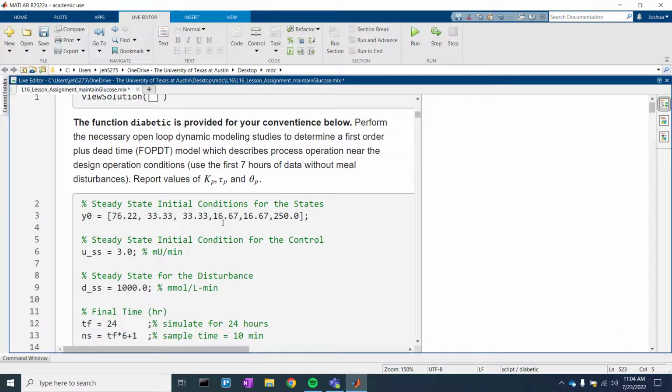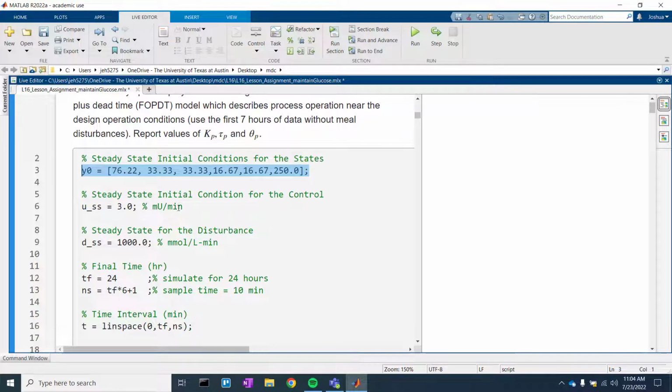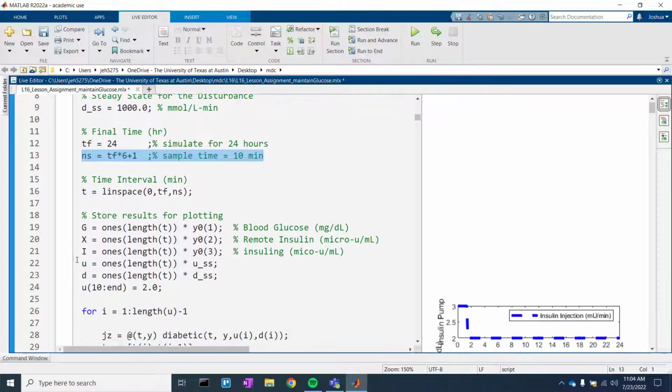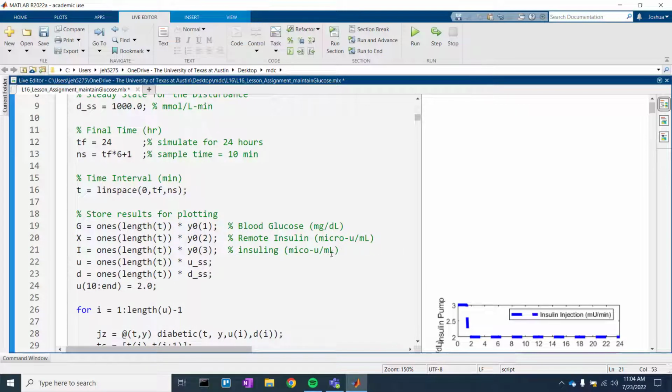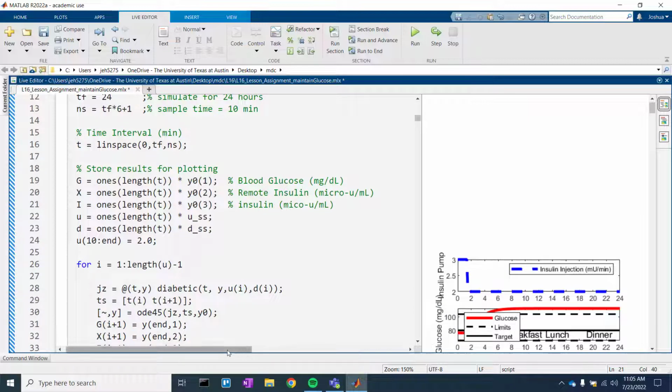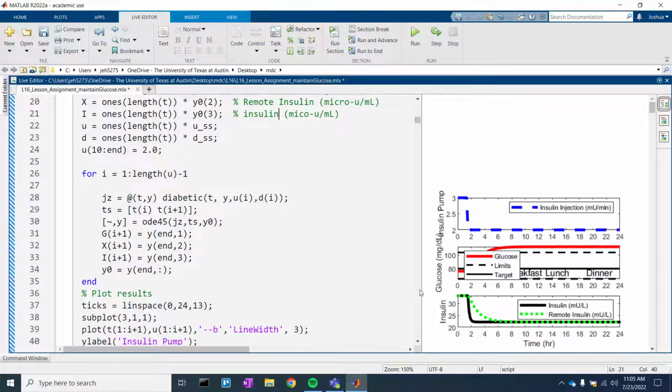So the first thing we want to do is develop an FOPDT relation, so we have some idea of the dynamics of the system. We have our initial conditions for each of those states, as well as the initial condition for our insulin pump and the meal disturbance. And we'll go ahead and we'll simulate this for over 24 hours. We'll store our values for the blood glucose, remote insulin, and the insulin. That's just the insulin given by the controller within the system. And we'll simulate with ODE45.